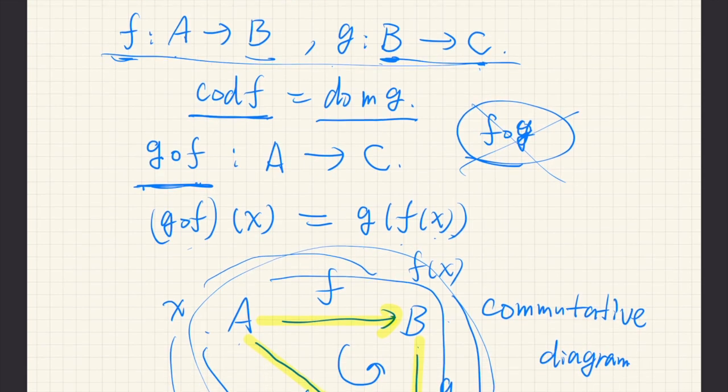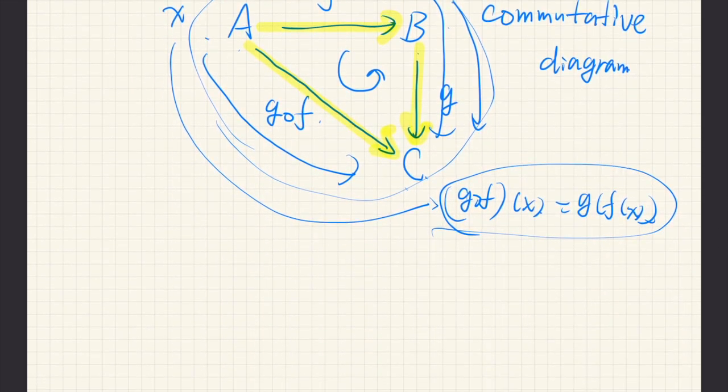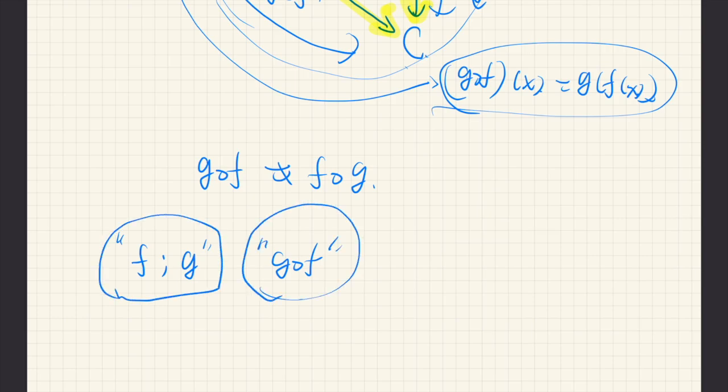Okay, therefore, we can say that map composition is not commutative. So G after F is not equal to F after G in general. And another note, some authors, some mathematicians or computer scientists maybe, prefer to write f then g instead of g after f. So this may mean the same thing as g after f, right?